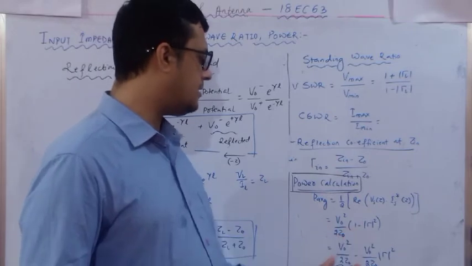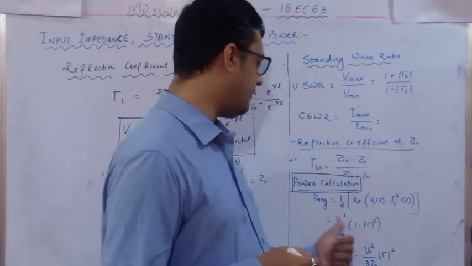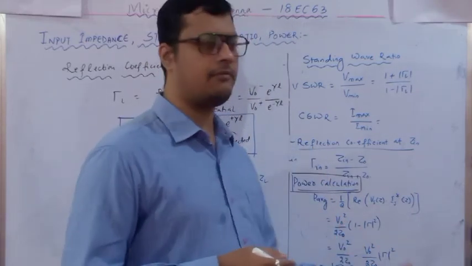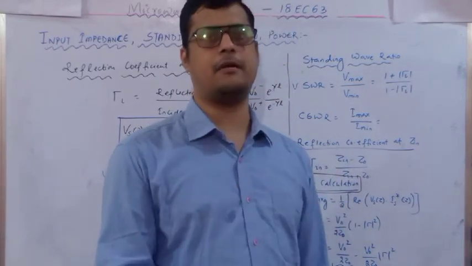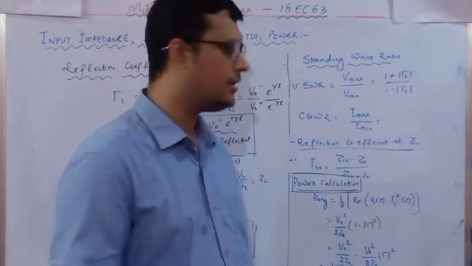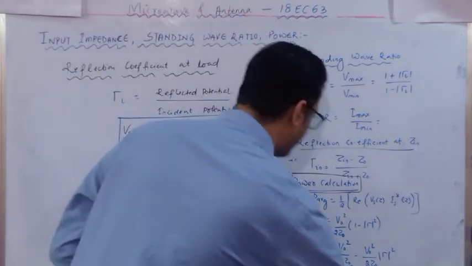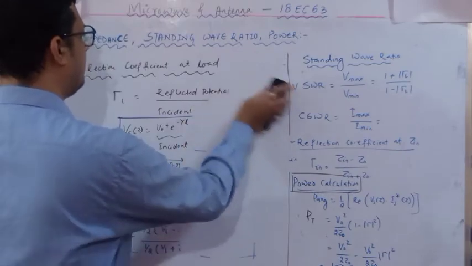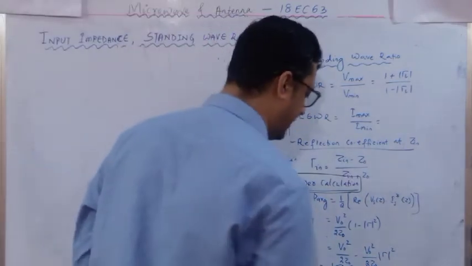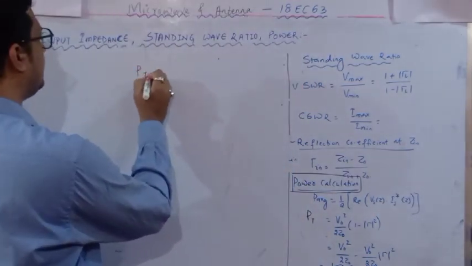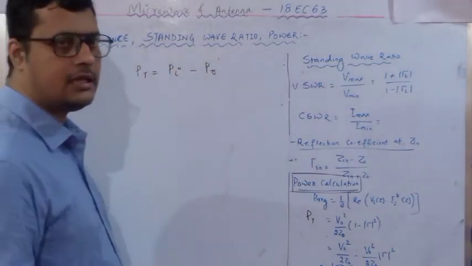If you separate these two terms, one is V0 square divided by 2Z0, that is called incident power, and V0 square divided by 2Z0 into reflection coefficient square, that is called reflected power. So incident power minus reflected power is equal to the transmission power. Transmission power is equal to incident power minus reflected power. PT is the transmitted power, PI is the incident power, and PR is the reflected power.